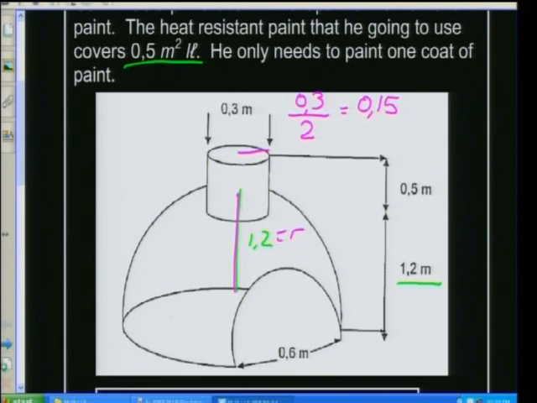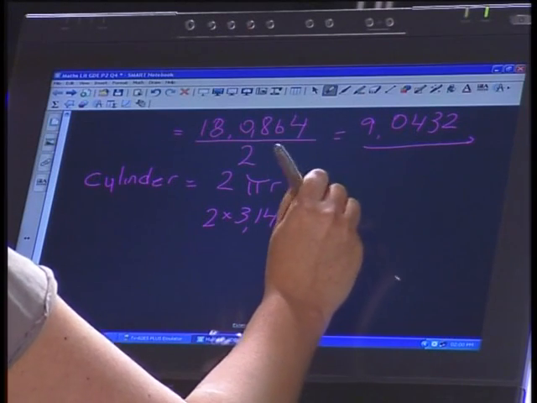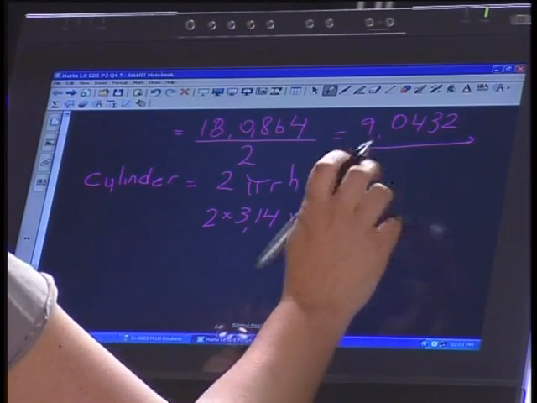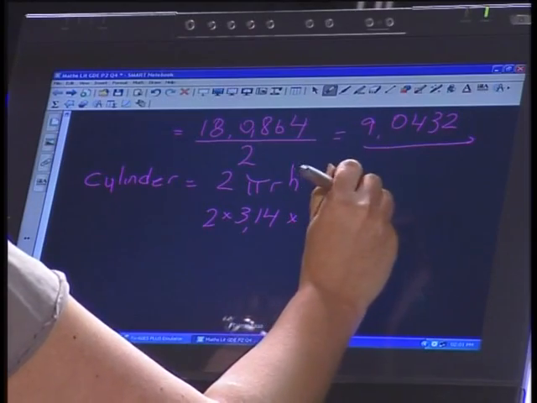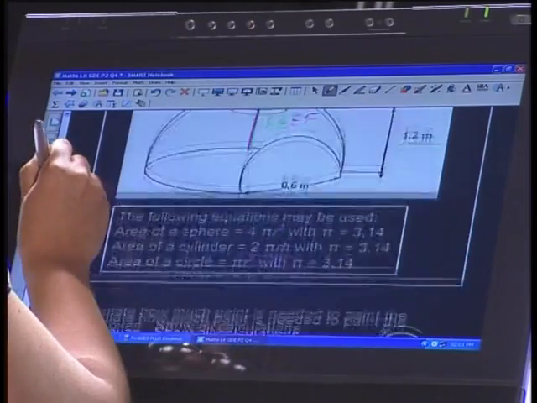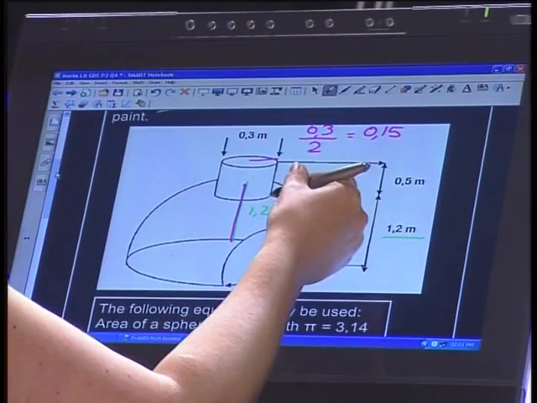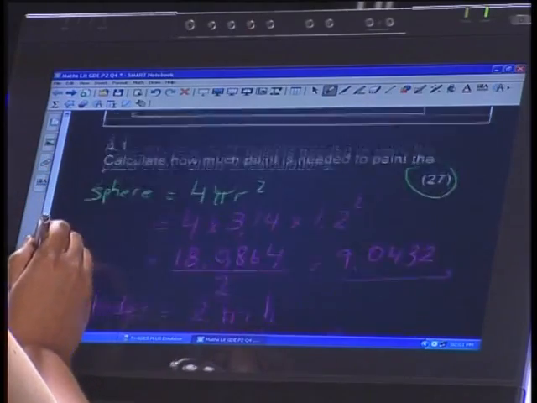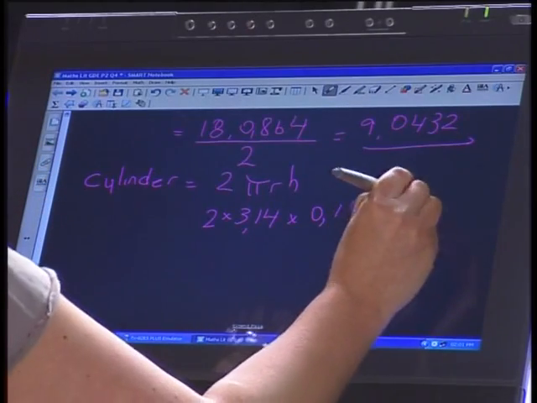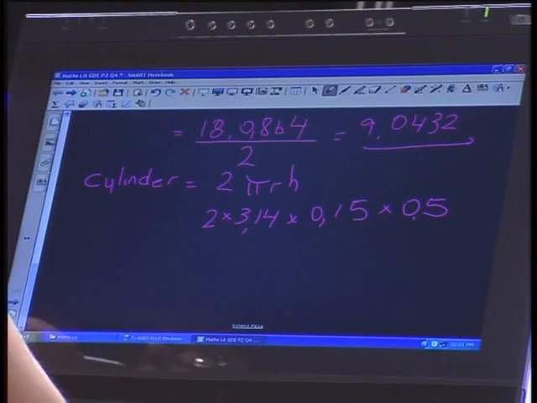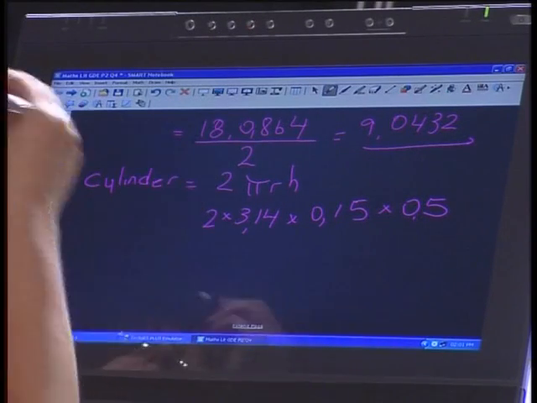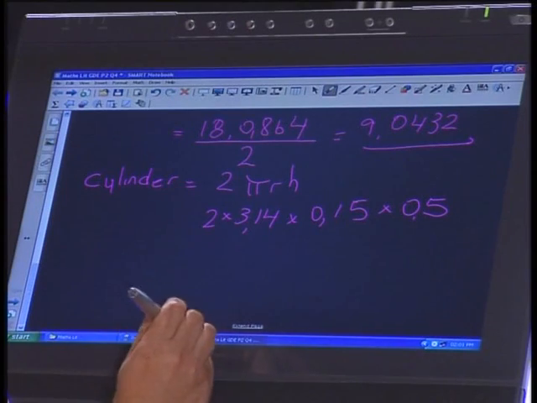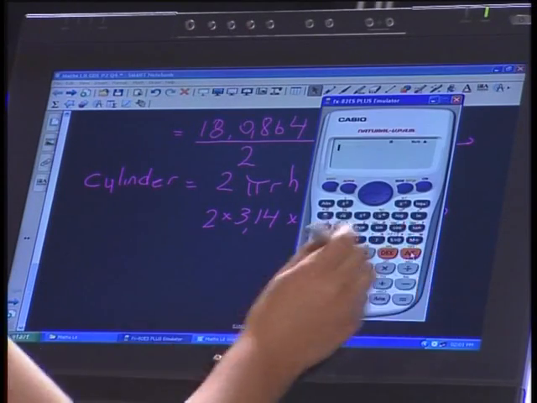0,15. Are you happy with that, Agnes? So we're going to substitute that into our cylinder. So our radius was 0,15. And the height of my cylinder is given to me over there, 0,5 meters. That's perfect, Agnes. So now let's substitute all that into my equation.